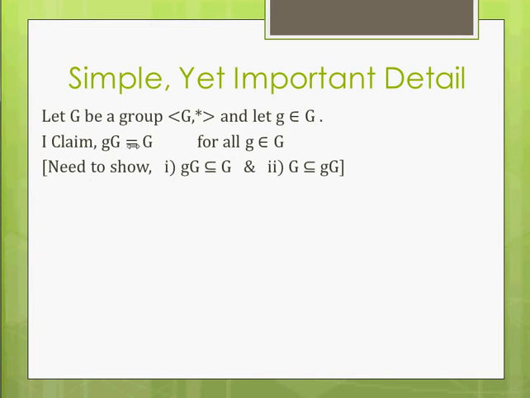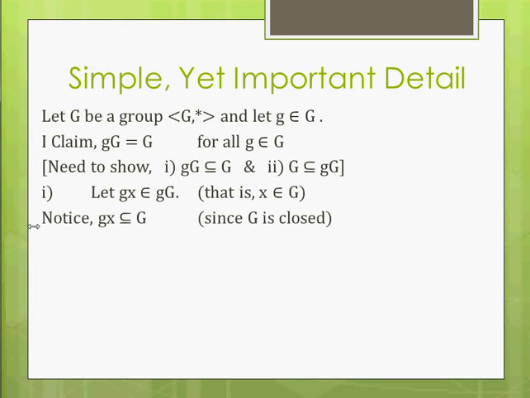To show that two things are equal, we have to show that they're subsets of one another once more. The first part is pretty easy. We're going to show that little g big G is in G. That's pretty intuitive because both those elements are in G, and G is closed after all. So for sure that's going to be in G. We're good there. G is closed, so gx is going to be in G.